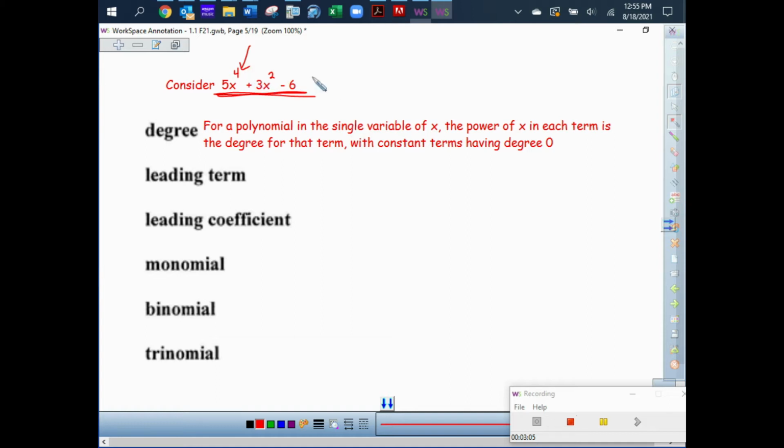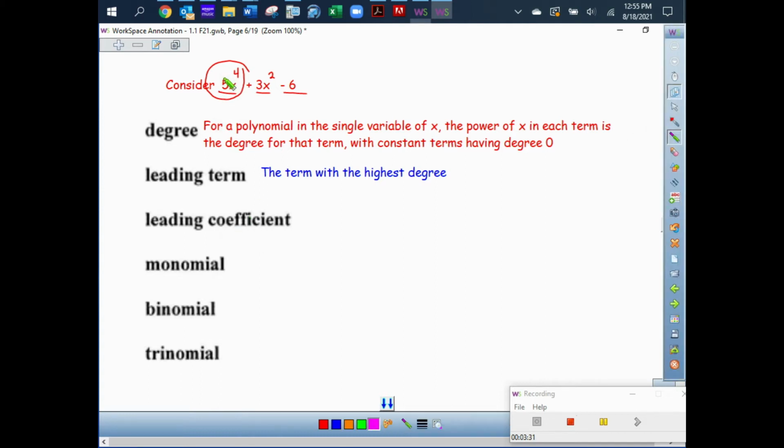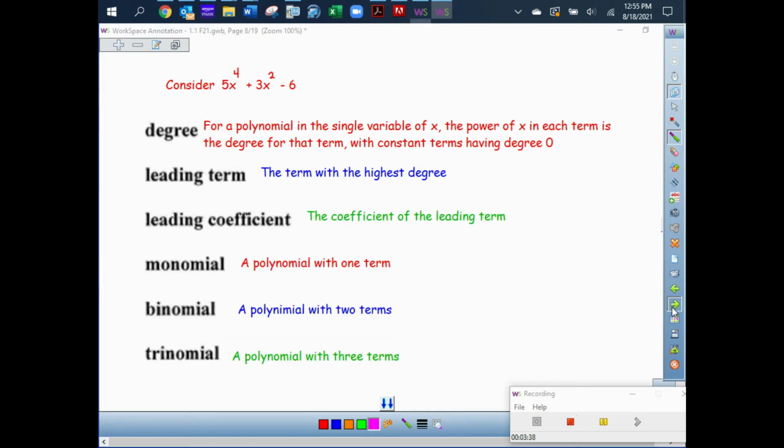These are just the other terms involved with it. So the leading term is the one that's got the biggest degree, which is the 5x to the 4th. There are 3 terms here, 1, 2, 3, right? And 5x to the 4th has the biggest degree, so that is the leading term. It might not come first. We'll see that in our example. The leading coefficient, if you remember, coefficient means the number in front of a variable, so the leading coefficient is just a 5.